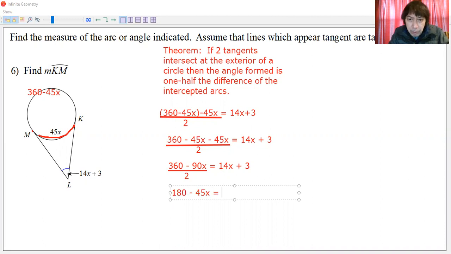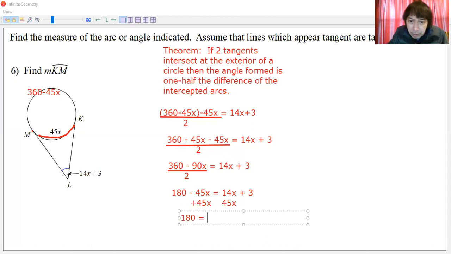And this will be 14x plus 3. There. Okay, solve for x. We shall add 45x, add 45x. Left side becomes 180. The right side becomes 59x plus 3. There. Okay. 59x plus 3.